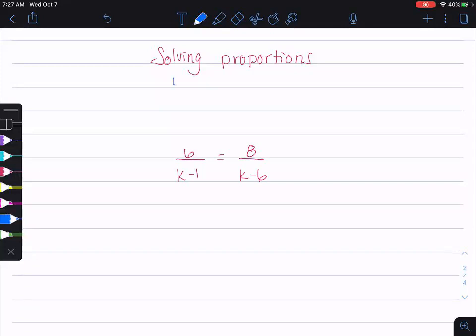And as we go through our steps, our very first step when two fractions are equal to each other is what's called cross multiplying. Cross multiply, I'm going to do this in highlights, means you're going to multiply on a diagonal. So this 6 is going to be multiplied by the k minus 6, and this 8 is going to be multiplied through by the k minus 1. So when we do our cross multiplication, your second step is then to distribute.